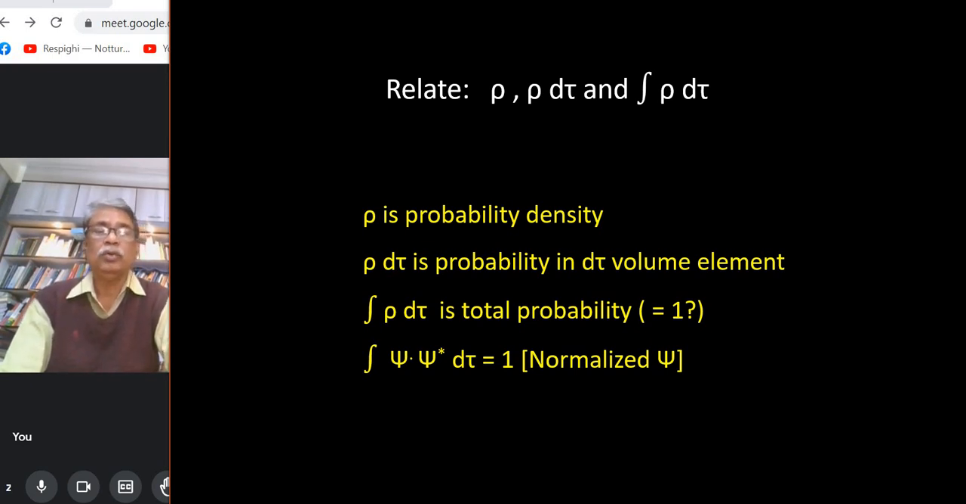It's a condition. We call it the normalization condition, and psi has to have this quality. That's why we call it a well-behaved function. Normalization is one of the qualities of a well-behaved or acceptable function.